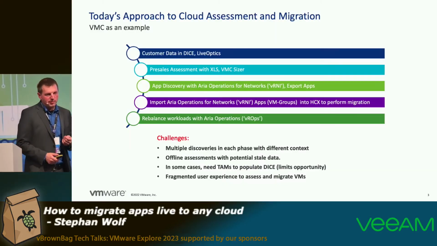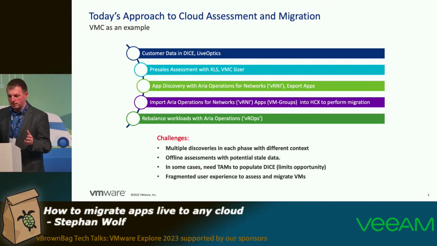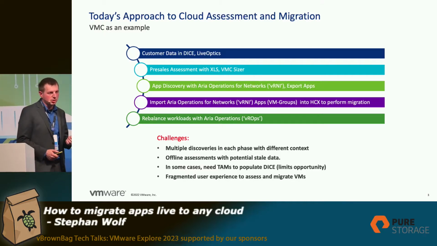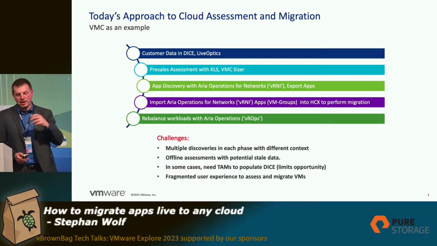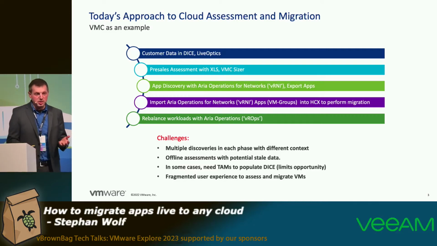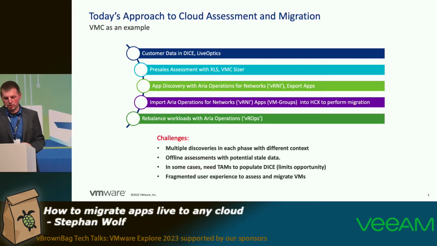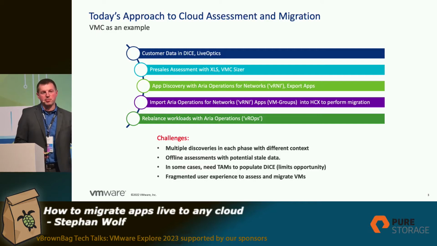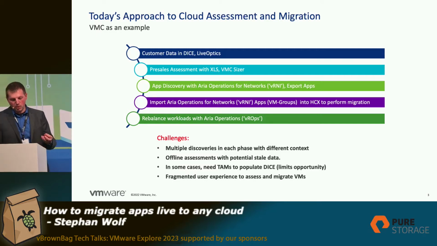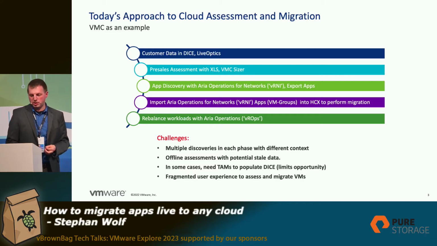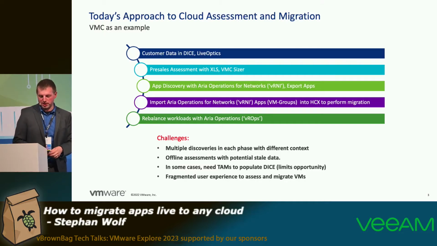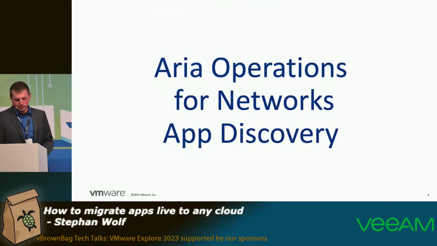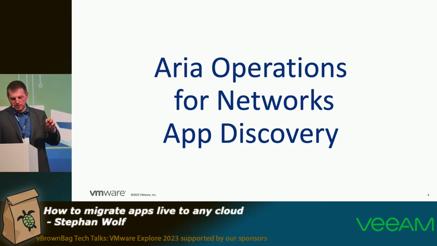So, the problem that VMware has today with migrations is not that we do not have the necessary tools. We have a lot of tools, and that's the problem. We have too many tools. We have assessment tools like DICE, like Live Optics. We have the VMC Sizer. We have Excel sheets. Then we can do app discovery with Network Insight, or now it's called Aria Operations for Networks. And we can also do the migration with HCX, so we can live migrate the VMs from one cloud to another. And then we can monitor and rebalance it with Aria Operations, previously called vRealize Automation, vRealize Operations.